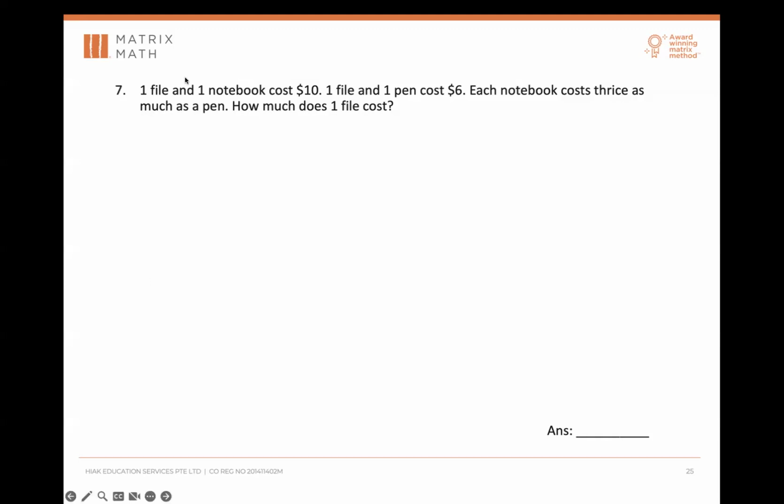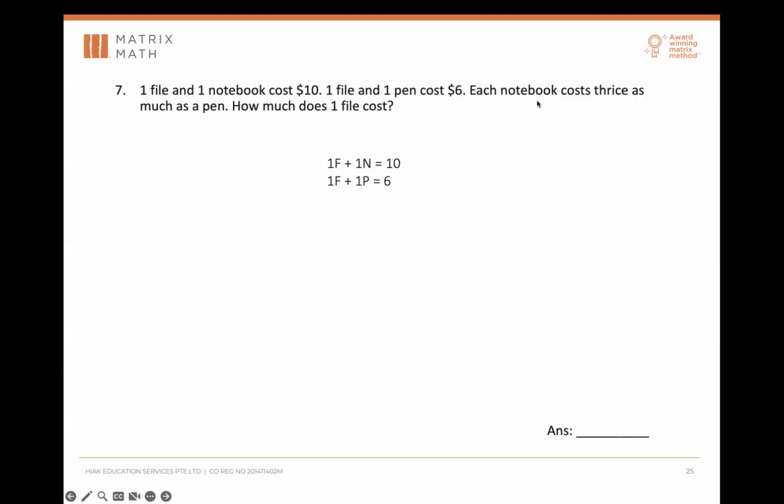Okay, if we look at this statement, I want to highlight this one. Each notebook costs twice as much as a pen. This statement basically tells you the price of a notebook is 3 units. The price of a pen is 1 unit. Okay, I'll come back to that later. But let's create the number statement for the first sentence. One file, one notebook, $10. One file, one pen costs $6.